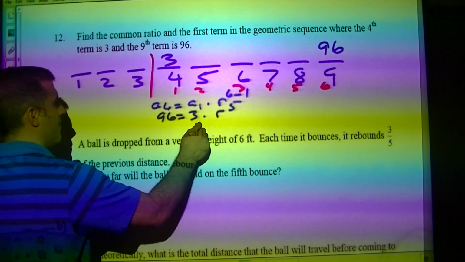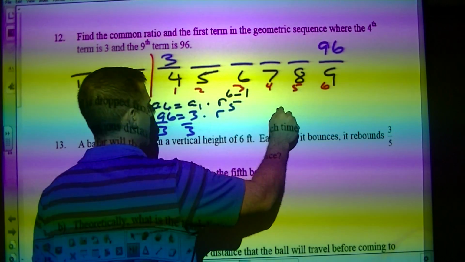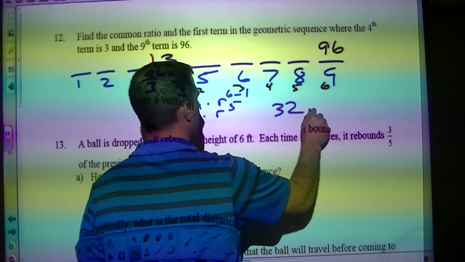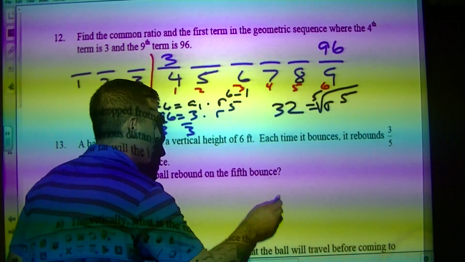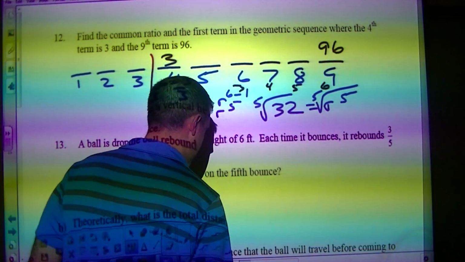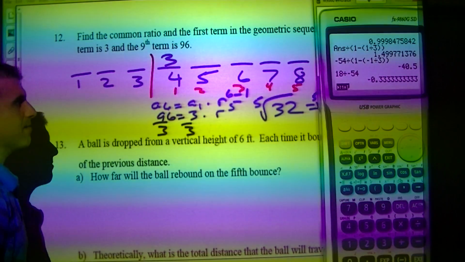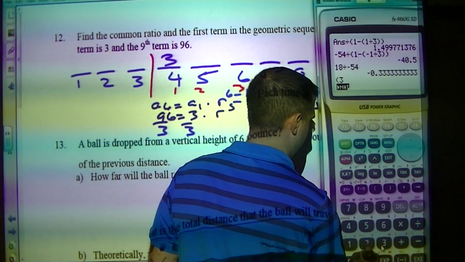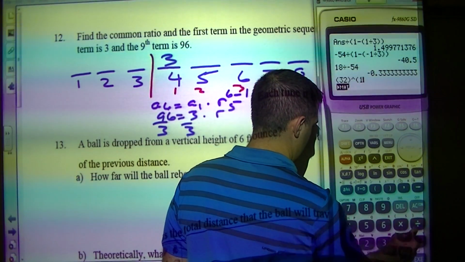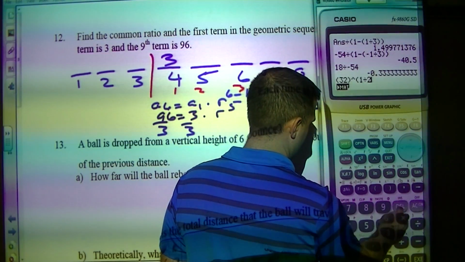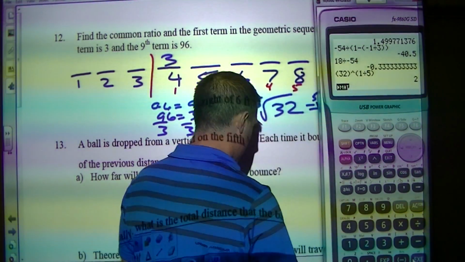It's going to be R^5. I'm going to divide by 3. I believe that's going to be 32 equals R to the 5th. Now, to take the 5th root, you can do that a number of ways. 32 to the 1/5, or 32 to the 1 divided by 5, might be the best idea. It's going to be 2.